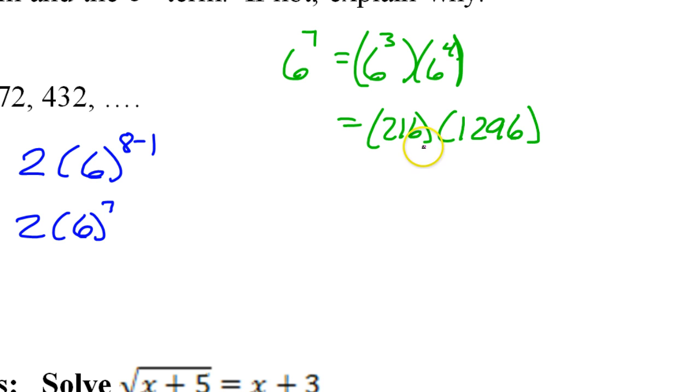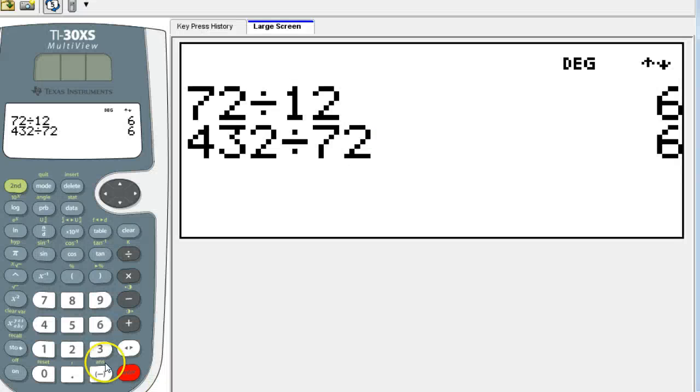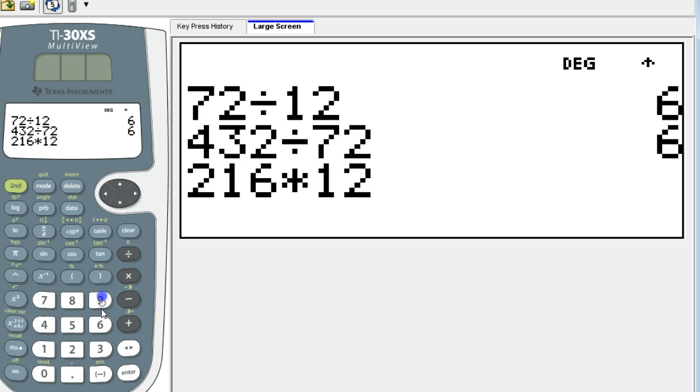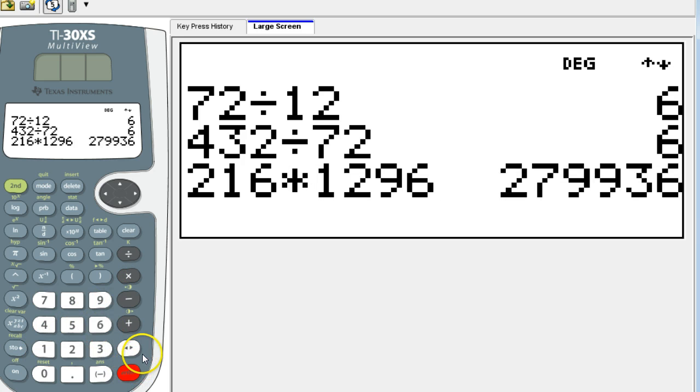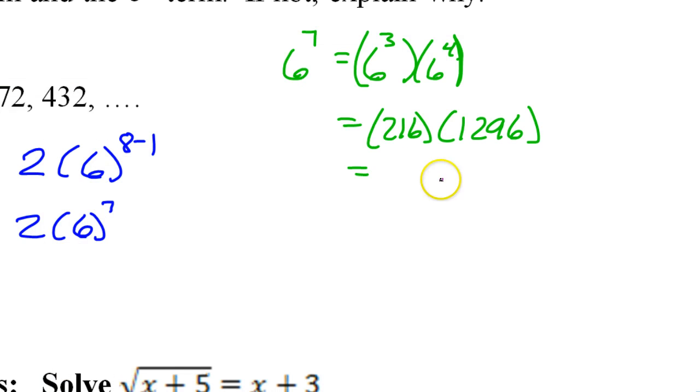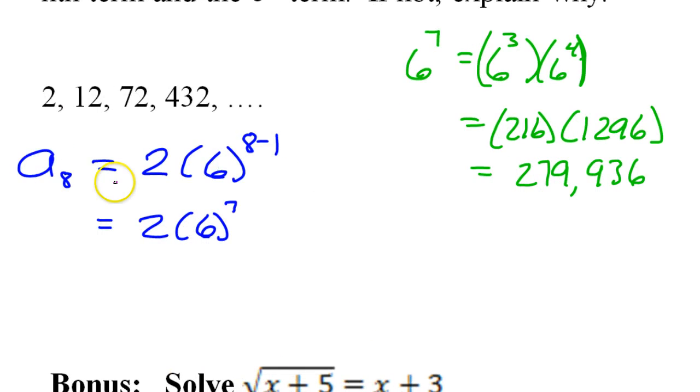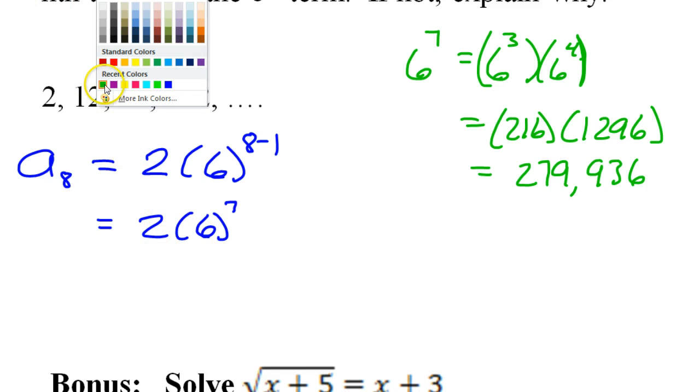Okay, so if I multiply these together, I get this number, 279,936. Okay, so that is 6 to the 7th power. Alright, so the 8th term is going to be 2 times that.